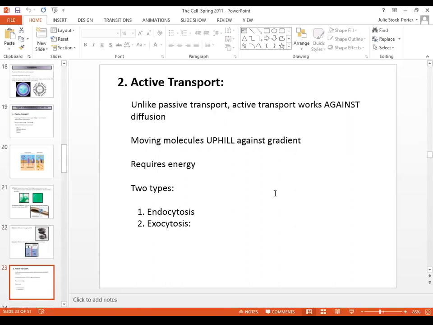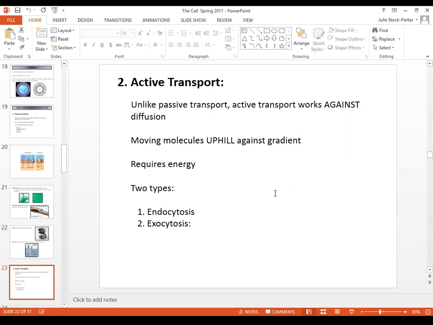You're fighting against the flow. There are two types, endocytosis and exocytosis. When we talk about passive transport, we're talking about the movement from a region of high concentration to a region of low concentration through something until we reach equilibrium. And we have diffusion, facilitated diffusion, filtration, and osmosis. Active transport is the other way around.